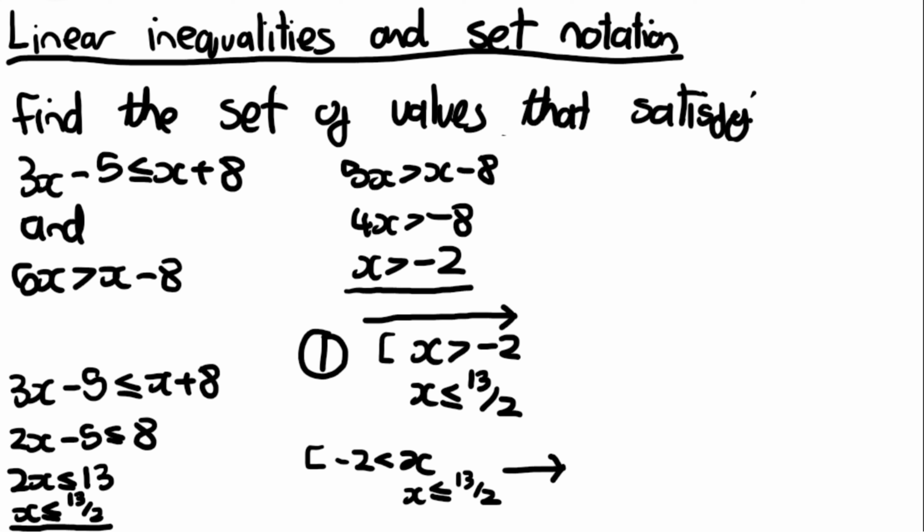So if you merge these, you can find the small inequality where they're both true at the same time, where x is bigger than minus 2, but is less than or equal to 13 over 2. And if you think about that in your head, that makes complete sense. And that's the final answer, the solution, the set of values for when both inequalities are true.